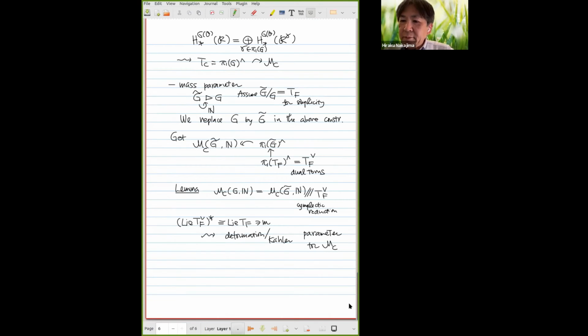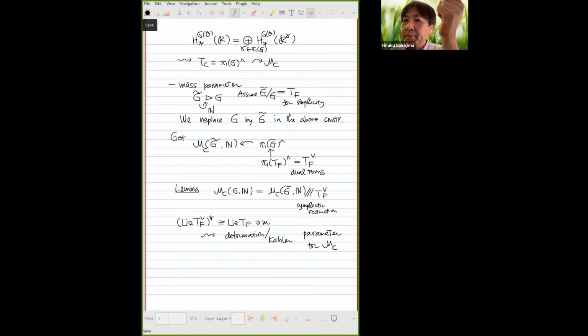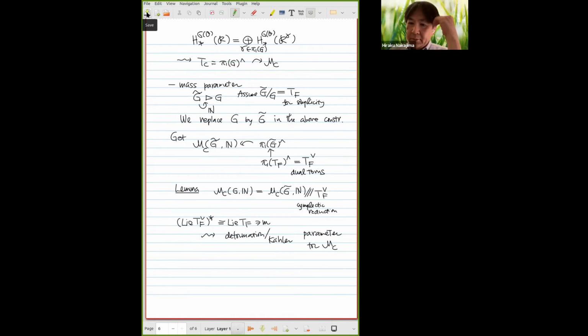So this is the end of my explanation about the Higgs and Coulomb branch. Any question or comment? Okay. So far, this is a very general construction. It works for arbitrary.